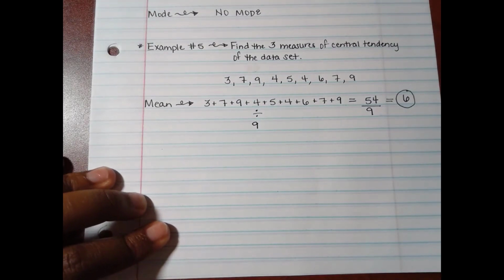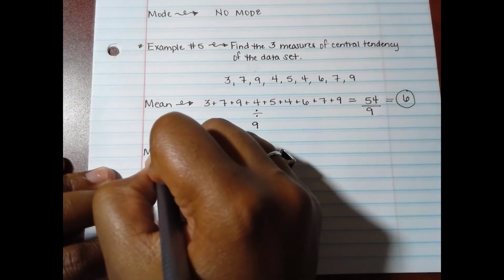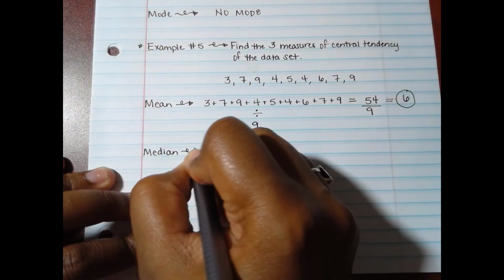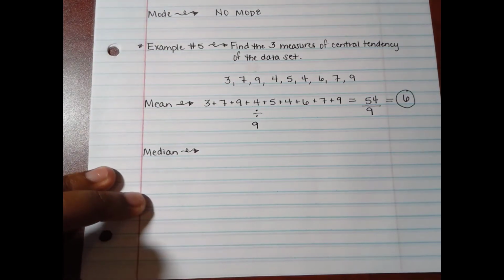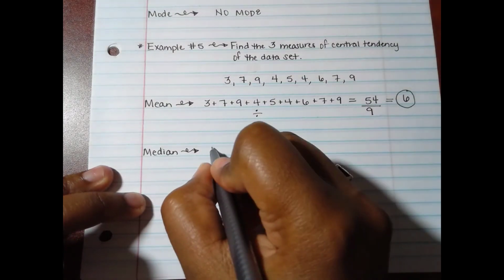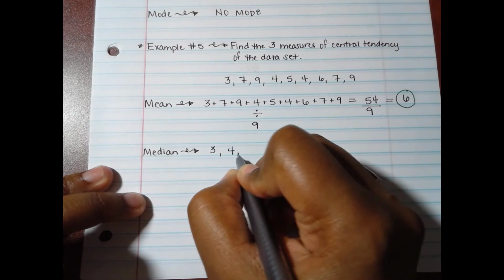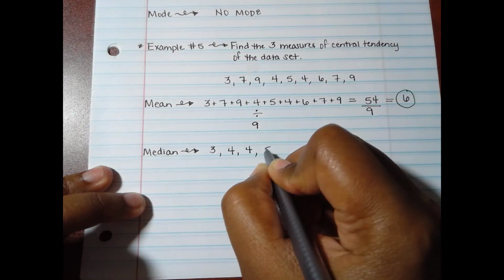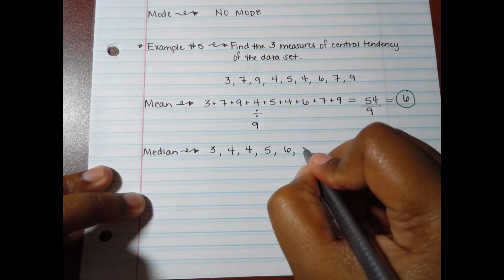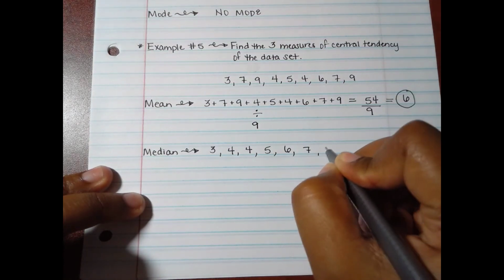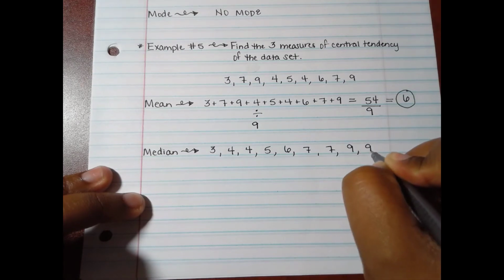So let's find the median now. The median is the middle number, but only when the numbers are arranged in order from least to greatest. So that's the first thing we have to do. So putting them in order, we will end up with 3, 4, 4, 5, 6, 7, 2 sevens, and 9 and 9.